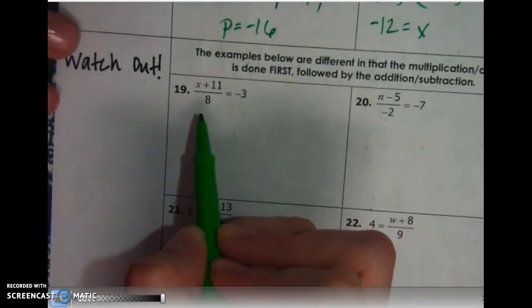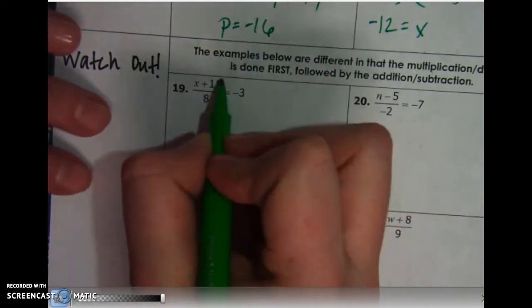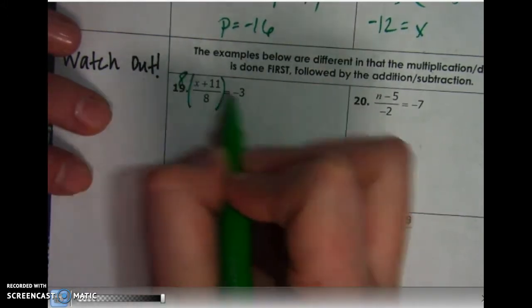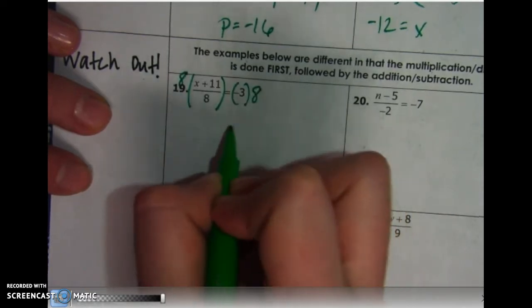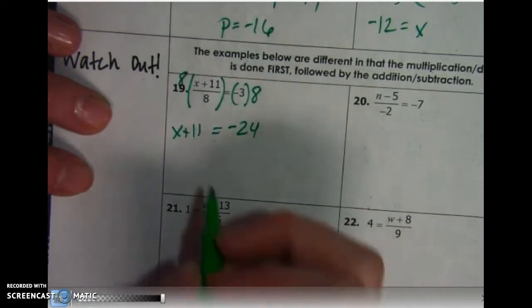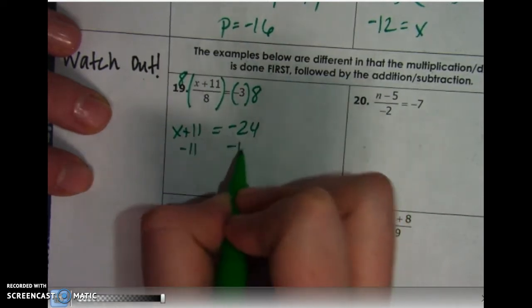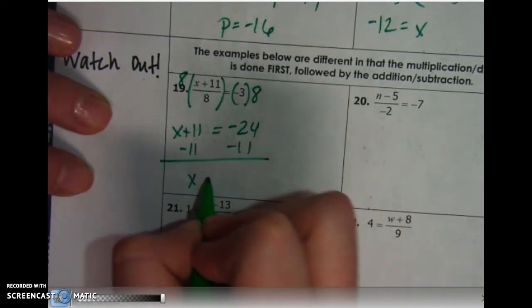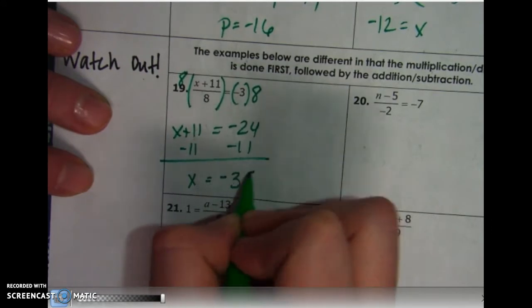So what's the opposite of dividing by 8? Multiply by 8. So I'm going to multiply by 8. So I'm going to get negative 24 equals x plus 11. Then I'm going to subtract by 11. And then x is going to equal negative 35.